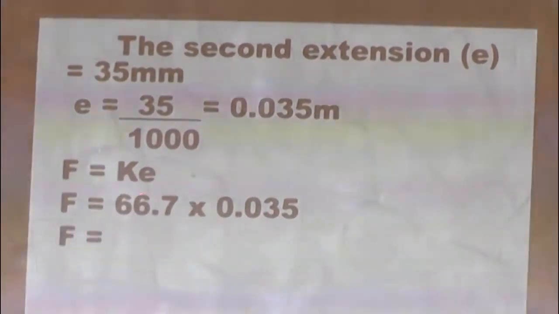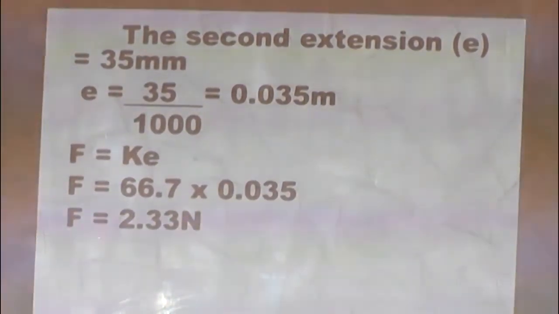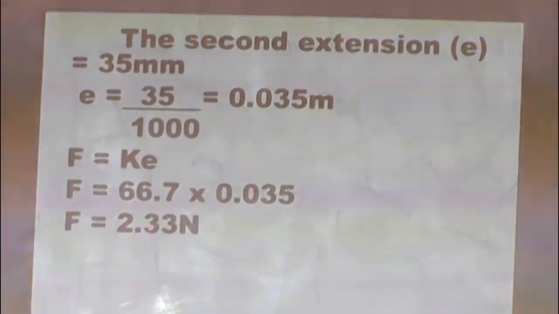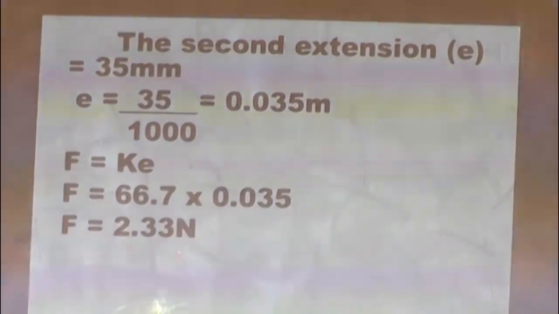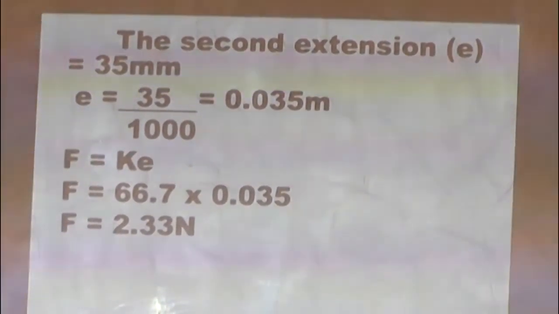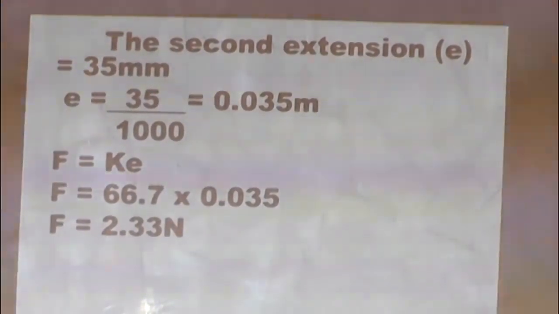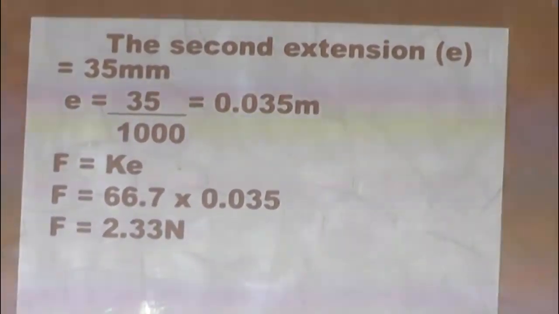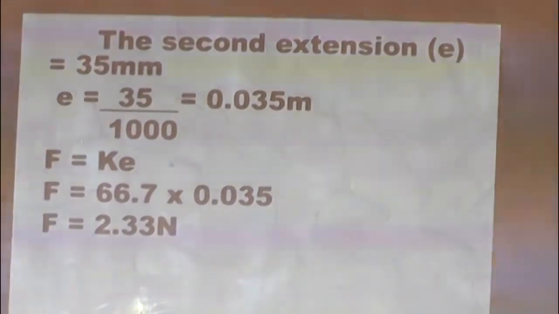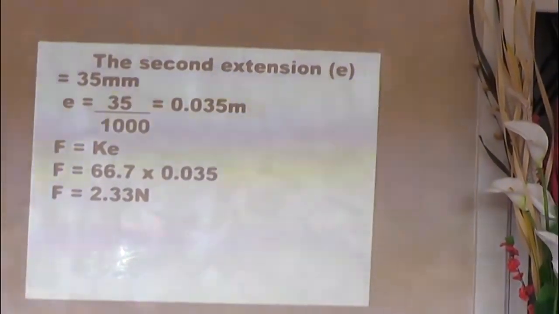Then if you use the calculator to multiply this, what you are going to have as your force now becomes F equal to 2.33 Newton as our force. Then after getting this now, what you have to look for is the additional force when the extension is 35. The force we have when the extension is 30 is 2 Newton. What will now be the additional force if the extension increases from the initial extension to this final, which is 35 millimeter?